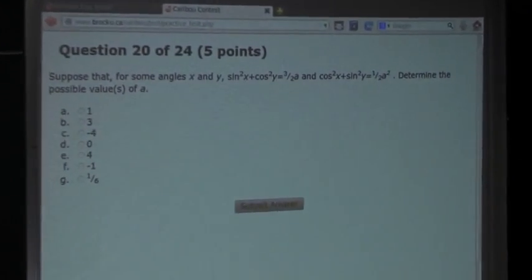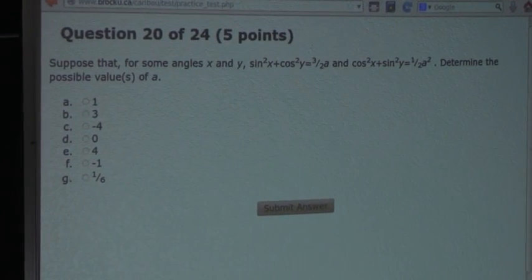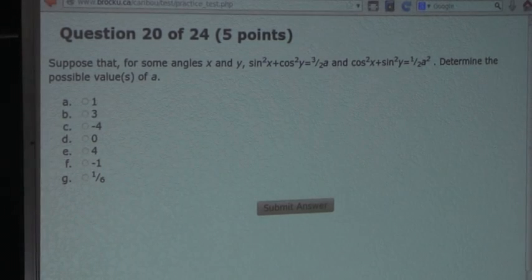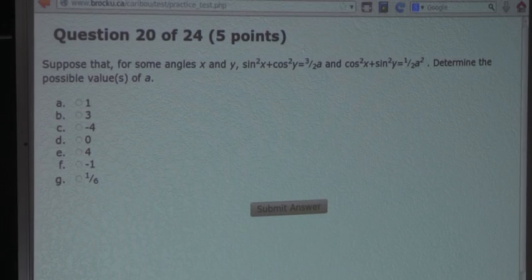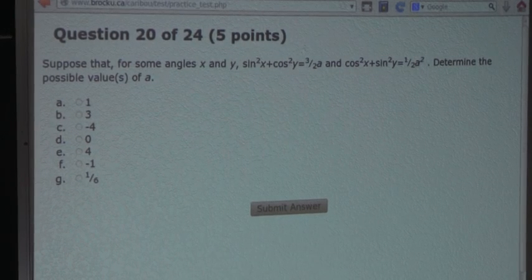suppose that for some angles x and y, the sine of x, and that squared, plus the cosine of y, and that squared, equals 3 over 2a, and the cosine of x, and that squared, plus the sine of y, and that squared, equals 1 over 2a squared. Determine the possible value or values of a.